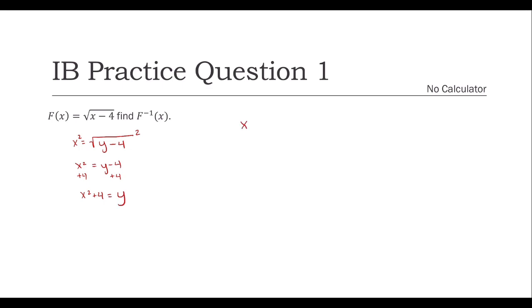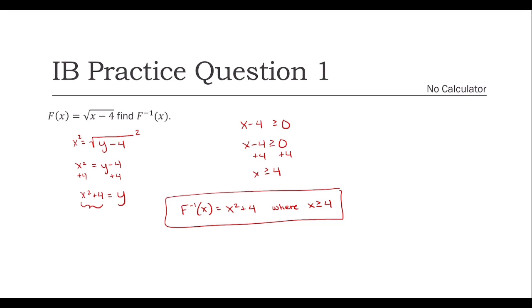Because x minus 4 is in a square root, it needs to be greater than or equal to 0, because if you took the square root of a negative number, it would become imaginary. So x minus 4 has to be greater than or equal to 0. So we'd add 4 to each side. So our domain is restricted to x being greater than or equal to 4. So our f inverse of x equals x squared plus 4, where x is greater than or equal to 4.